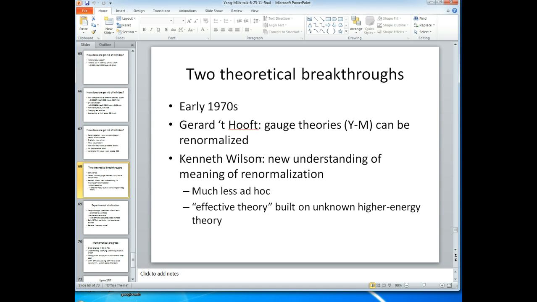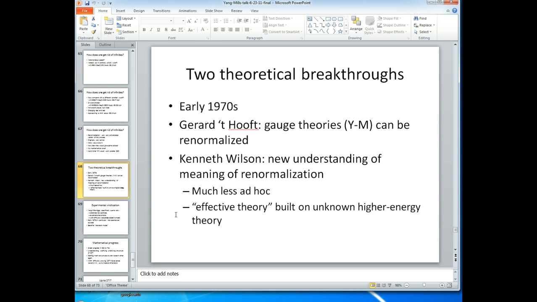Kenneth Wilson, coming from a rather different direction, gave a really new understanding of the meaning of renormalization. Not just that you can subtract out these infinities and regularize these infinities in an ad hoc way, but there's actually more of a meaning to it. It's a much less ad hoc understanding of renormalization.